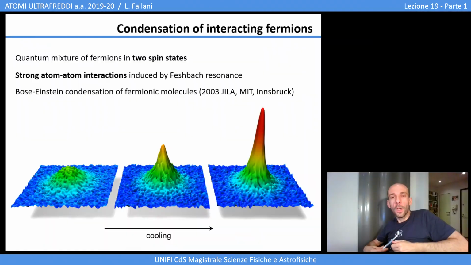So I will go back to the presentation. This is why I talked of fermionic molecules here. This is really Bose-Einstein condensation of a bosonic object made by two fermions. And what happens in this regime is really the physics of Bose-Einstein condensation.